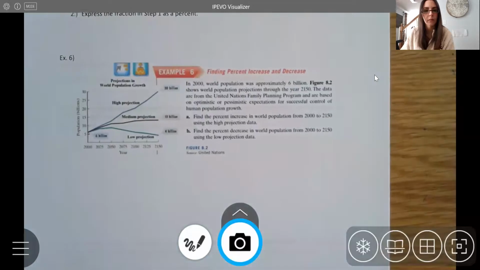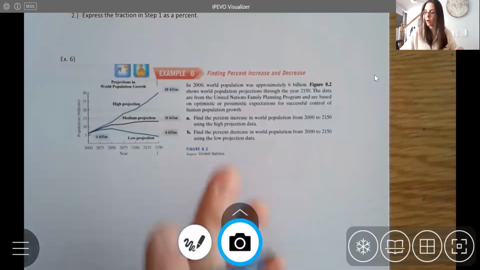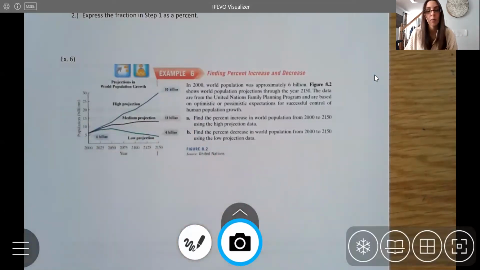All right, so let's look at an example. In 2000, world population was approximately 6 billion. And the figure here on the left shows the world population projections through the year 2150. The data are from the United Nations Family Planning Program and are based on optimistic or pessimistic expectations for successful control of human population growth.